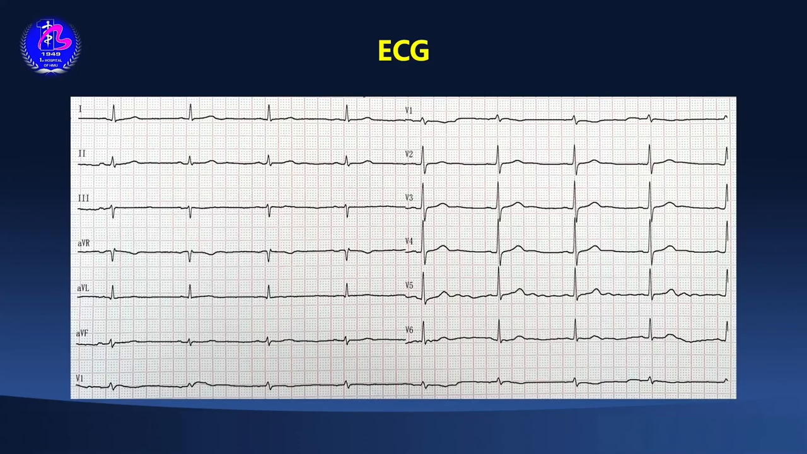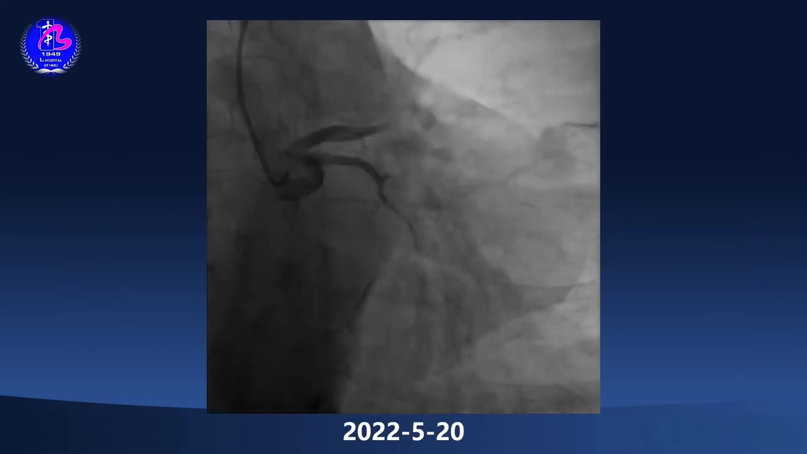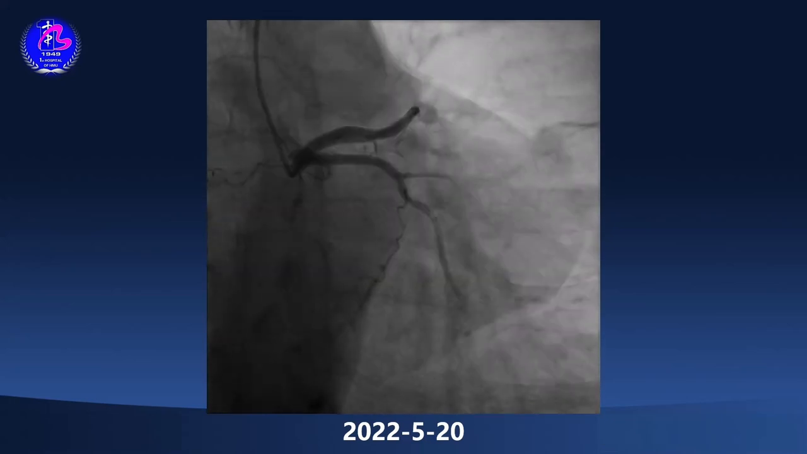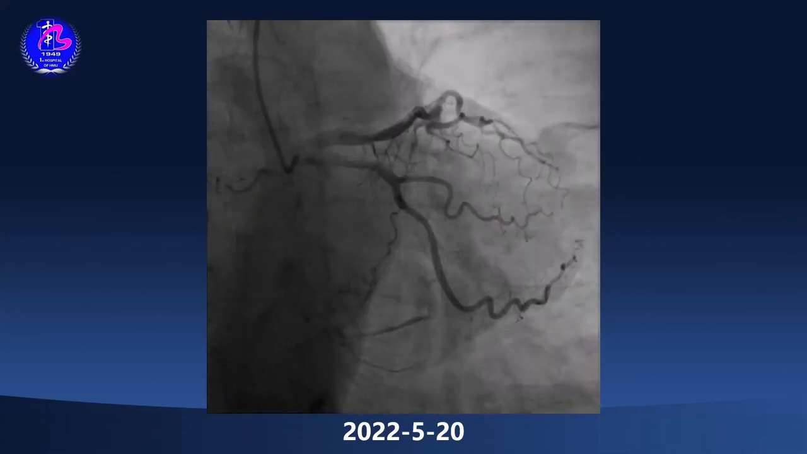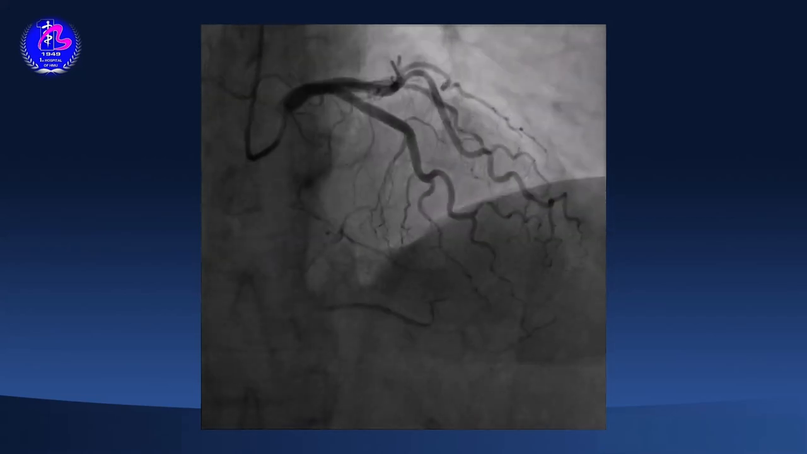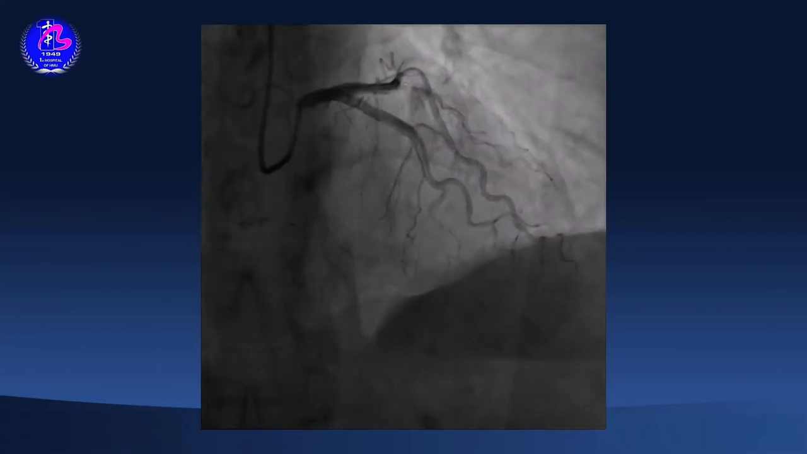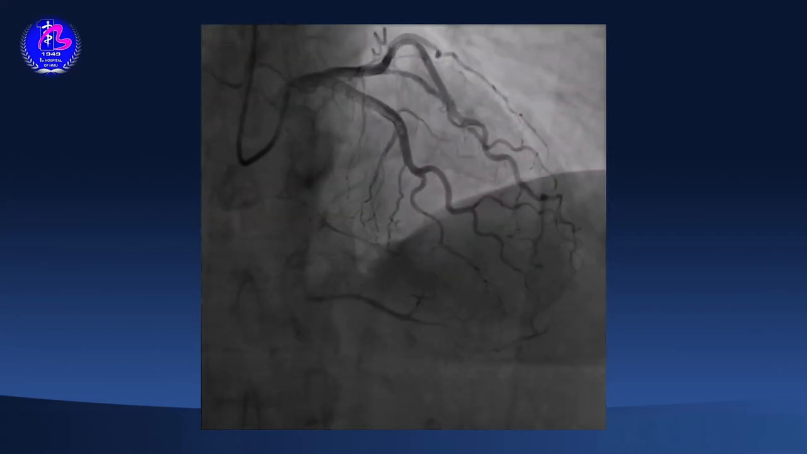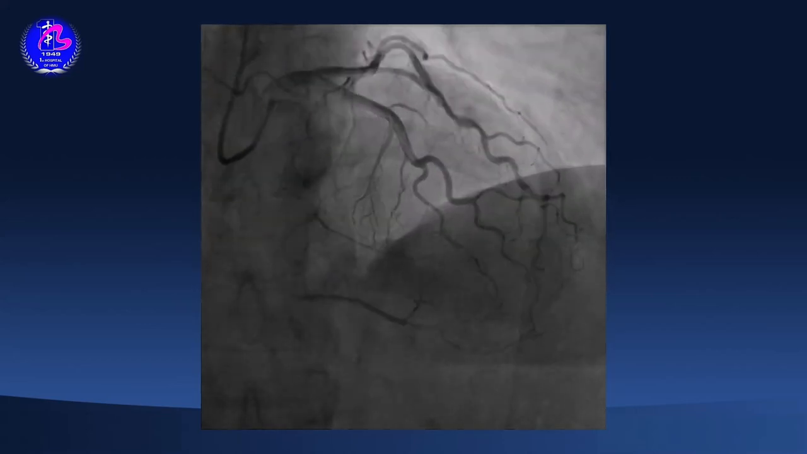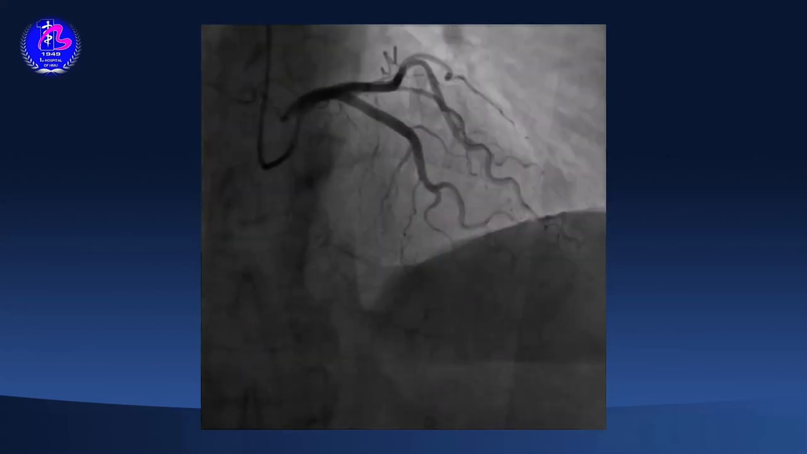Next. The electrocardiogram shows left axis deviation. One year ago, the patient had angiography performed at a local hospital. Next. We can see the left coronary artery is normal, with collateral flow from the RCX and the septal to the distal RCA.